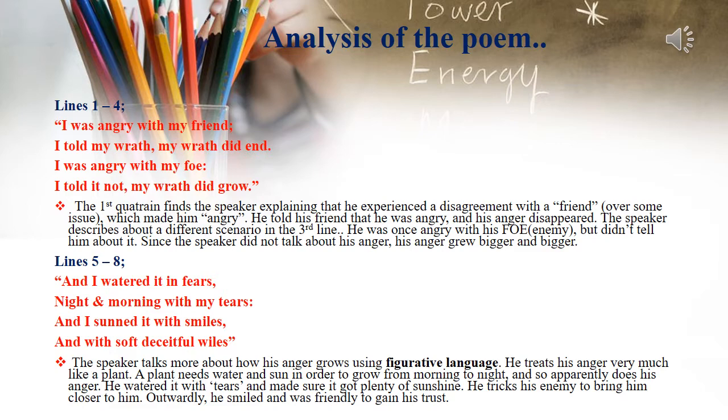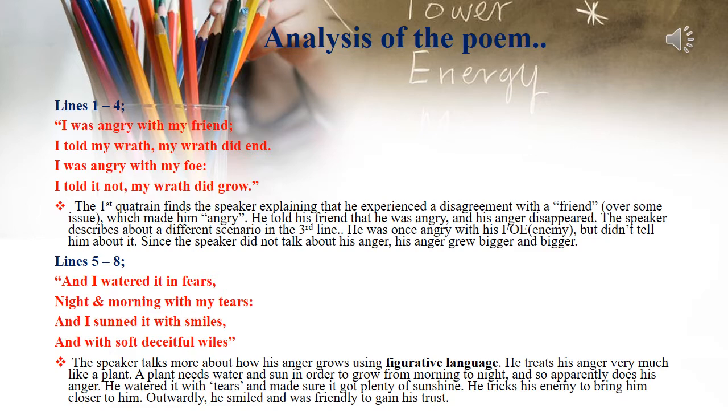Okay students, let's go through the analysis of the poem. First of all, let's go on from line 1 to line 4. You can read with me the lines. I was angry with my friend. I told my wrath did end. I was angry with my foe. I told it not, my wrath did grow.